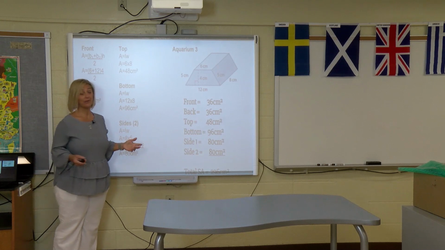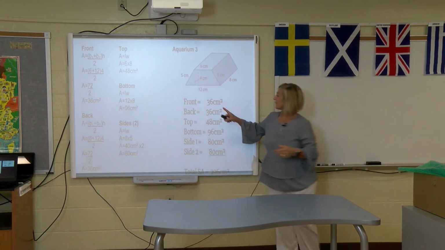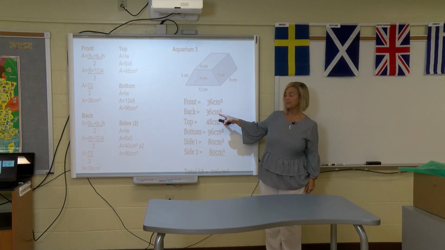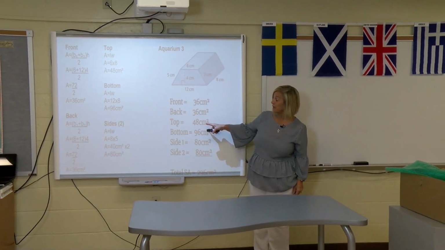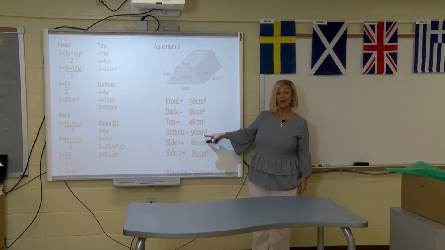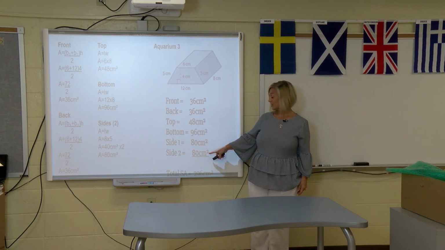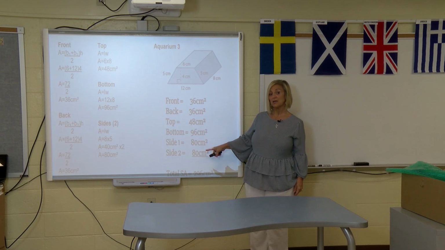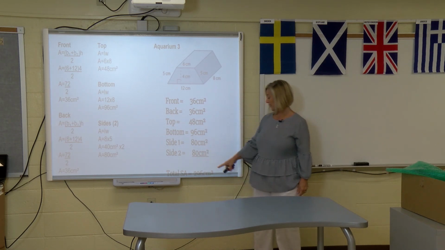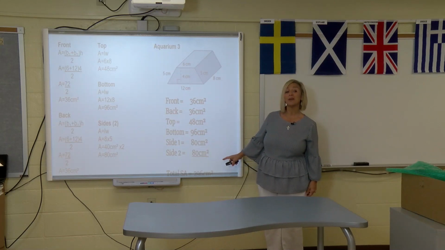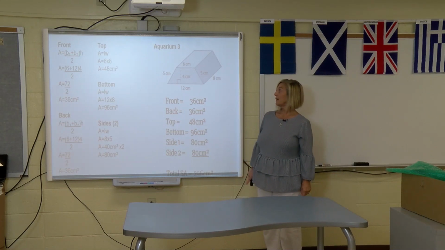Now we have to add them all together. So let's go over here and look. We have the front at 36 centimeters. We have the back at 36 centimeters. Top was 48 centimeters. The bottom was 96 centimeters. Side 1 and side 2 was 80 centimeters together. So when we add all of those together, we have 296 centimeters squared. Y'all are doing a great job.